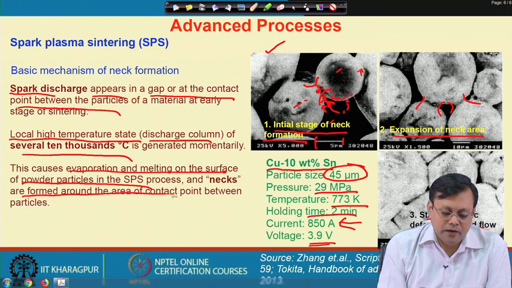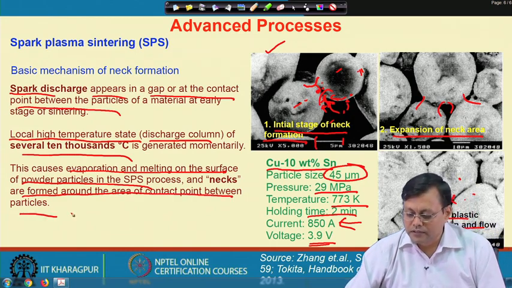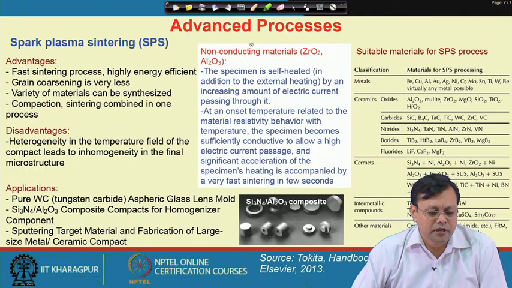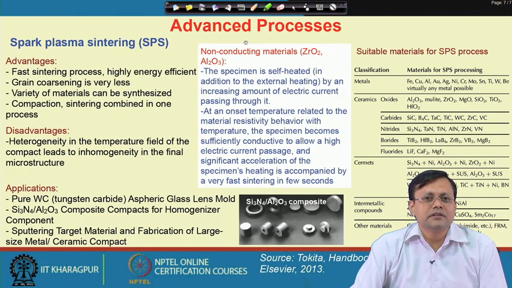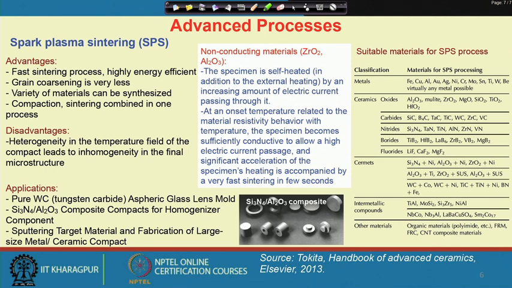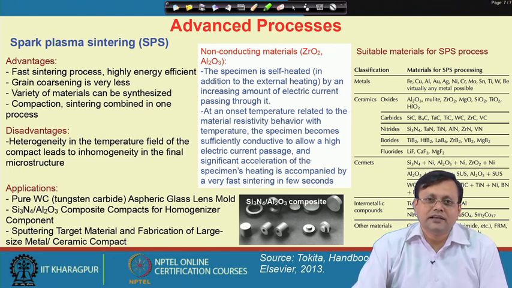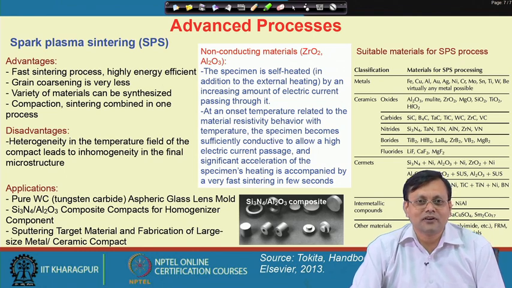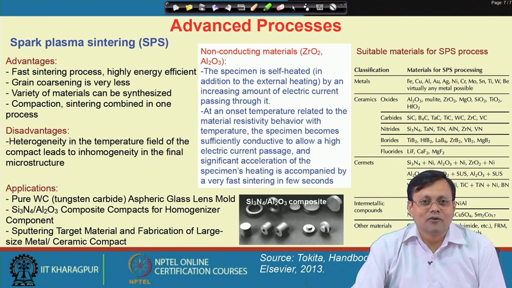Now, the necks are formed around the contact points between the particles. There are also other techniques that are very important, but before going to that, we must think that whatever I have discussed so far is with conductive types of particles. Now, if I would like to sinter a ceramic material, that means I have ceramic particles. Ceramics are very bad for electrical conduction. Can we simply compact them using spark plasma sintering? That is the question. Yes, it is possible.